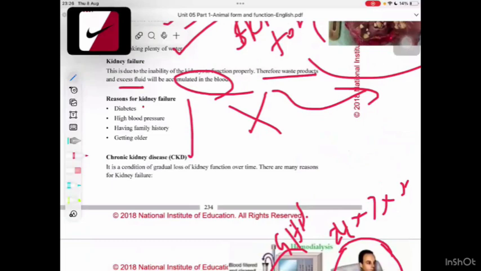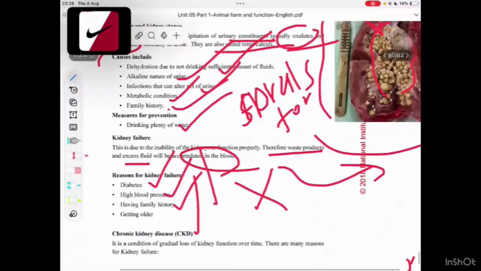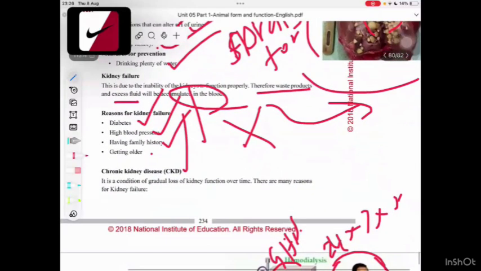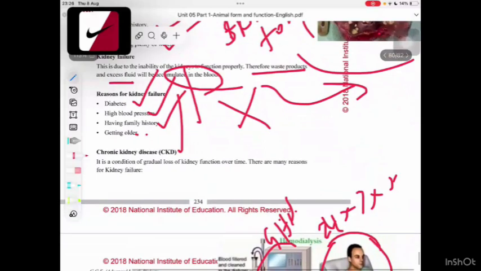Now, what are the reasons for kidney failure? Four reasons. If you have diabetes, you can get kidney failure. If you have high blood pressure and you do not treat that, you can get kidney failure. If you have family history, that means genetics. See, here also genetics affected. That can cause kidney failure. Getting older can also affect kidney failure.